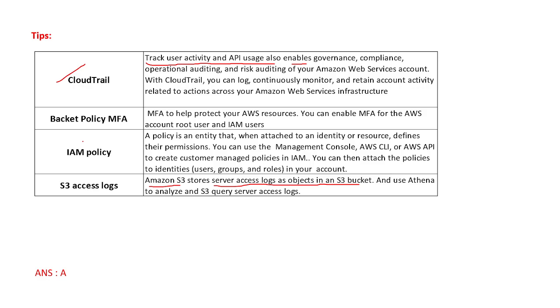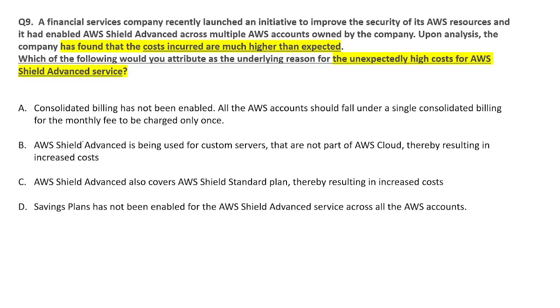Okay, guys, we'll go to the next question. Question number 9. A financial survey services company recently launched an initiative to improve the security of its AWS resources, and it had enabled AWS Shield Advanced across multiple AWS accounts owned by the company. Upon analysis, the company found that costs incurred are much higher than expected. Which of the following would you attribute as the underlying reason for the unexpected high cost for the AWS Shield Advanced service?